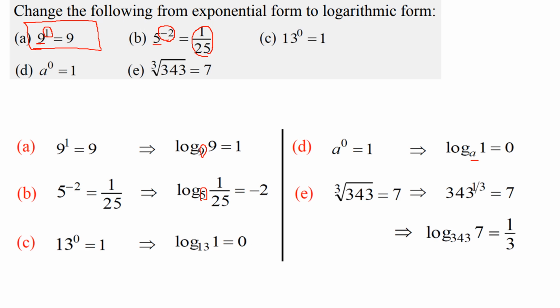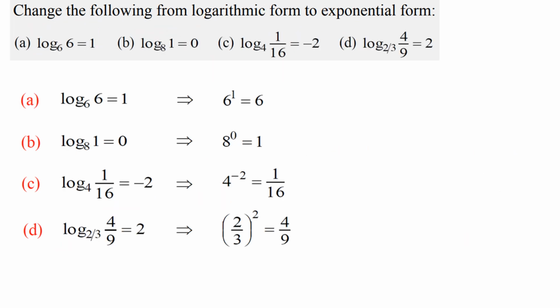And if you have any radical form, you need to convert the root format into a power function, an exponent with a fractional power. So what is the cube root of 343? That is 343 power 1 over 3. Now we can express that the power 1 over 3 equals log of the value 7 with the base 343.